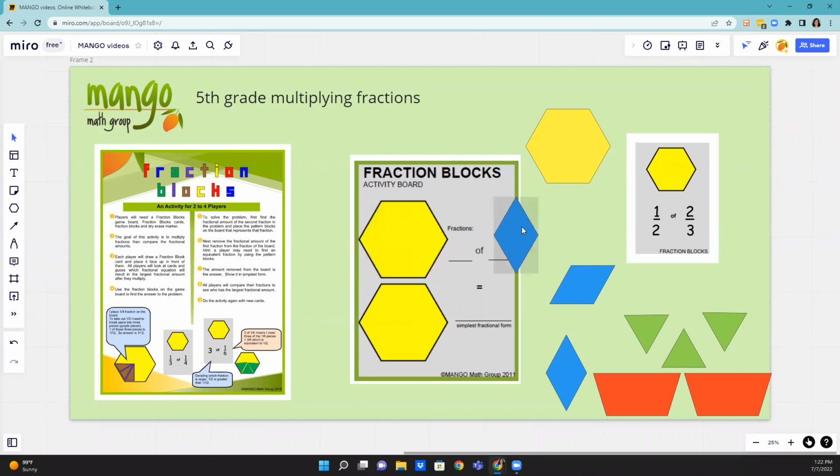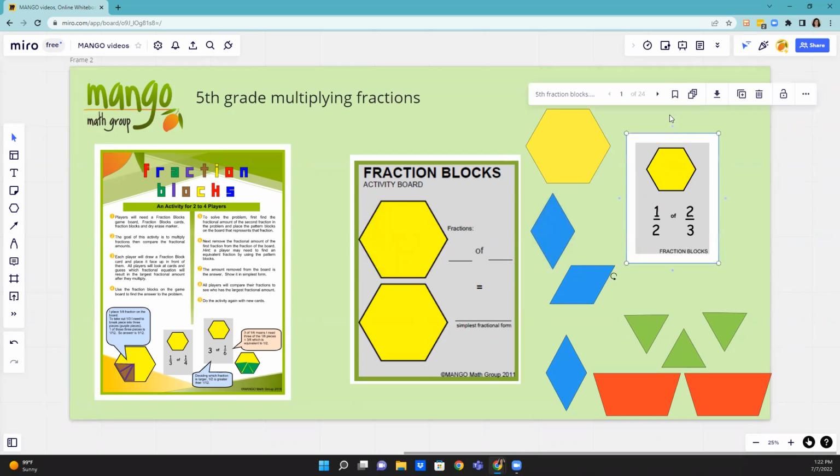Move these pieces out. I'm going to go to another card here. And this next card is two thirds. Oops. Let's see. Sorry about that. Pages are turning slowly.